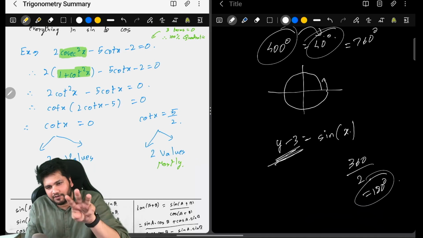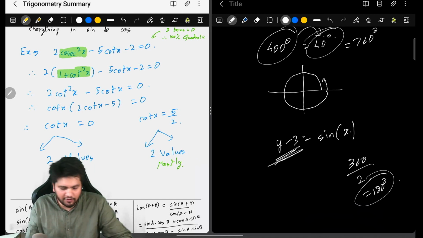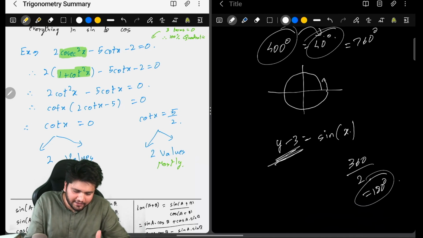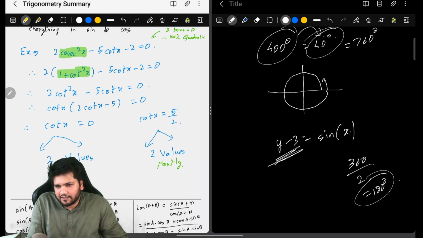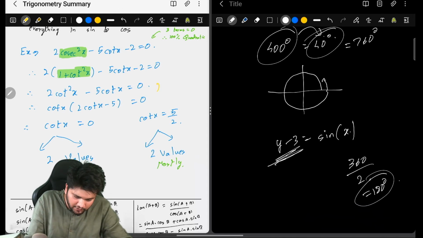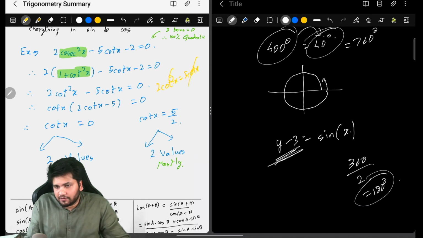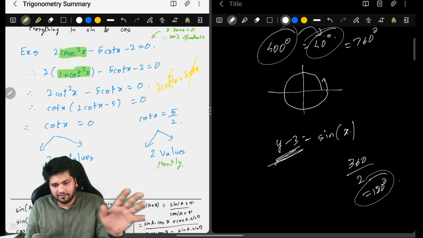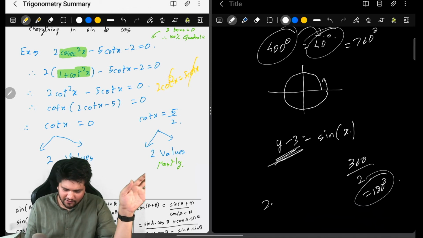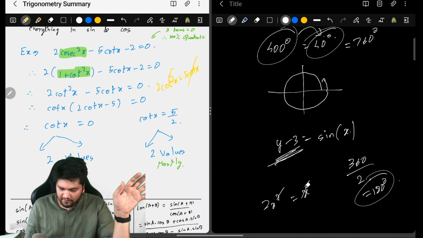And remember, whenever you get three terms equal to zero, definitely it has to be a quadratic. So here we'll just solve it, and we are just going to take out cot x common. You get cot x into 2 cot x minus 5 is equal to 0. See, don't do this thing, that 2 cot square x is equal to 5 cot x, and then you cancel this and this. Don't ever do that, because cot can take the value zero as well, and you cannot cancel zero. It's just like 2x square minus x is equal to zero. You cannot make this 2x square is equal to x and cancel x.